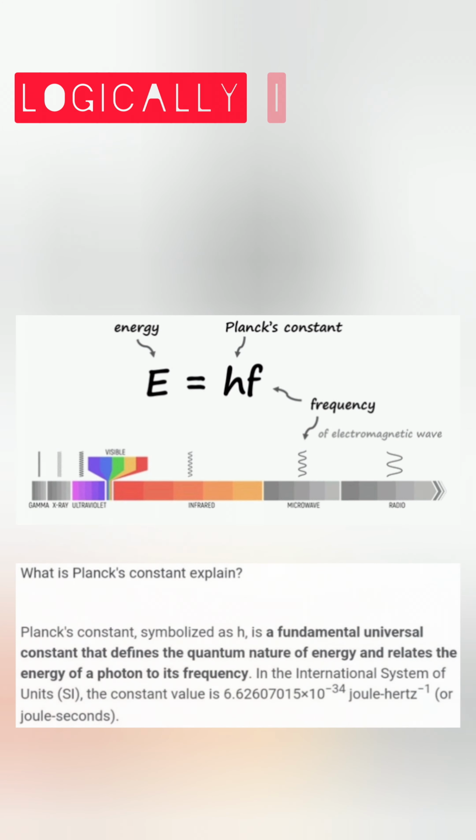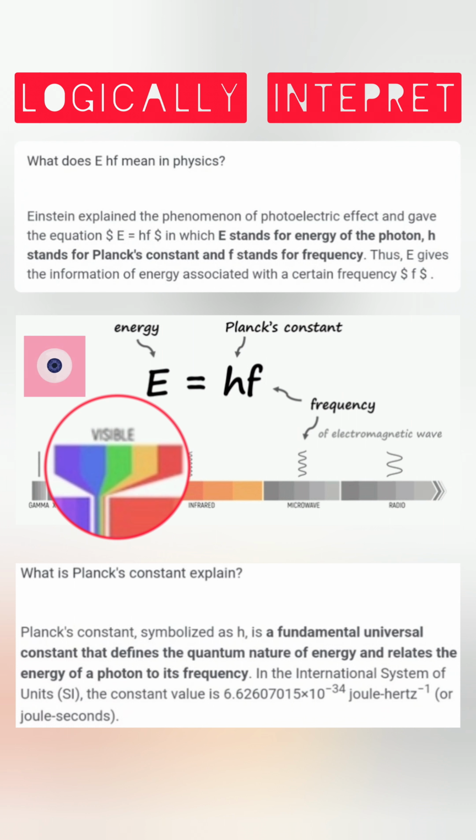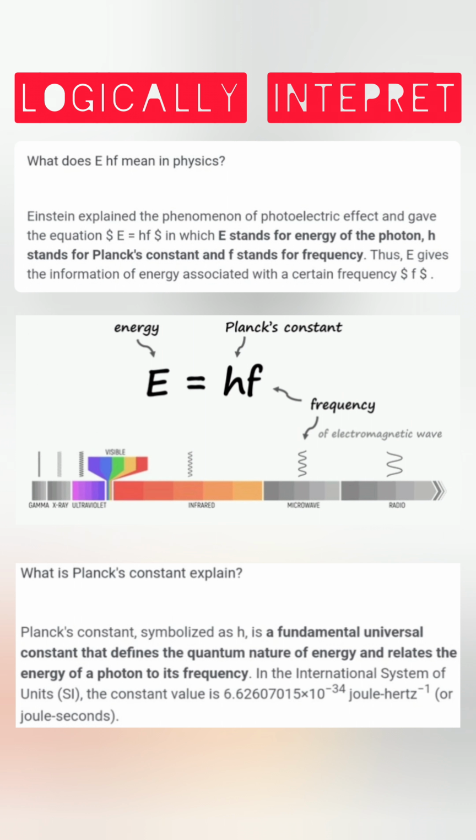What does E equals hf mean in physics? Einstein explained the phenomena of photoelectric effect and gave the equation E equals hf, in which E stands for energy of the photon, h stands for Planck's constant, and f stands for frequency. Thus, E gives the information of energy associated with a certain frequency, f.